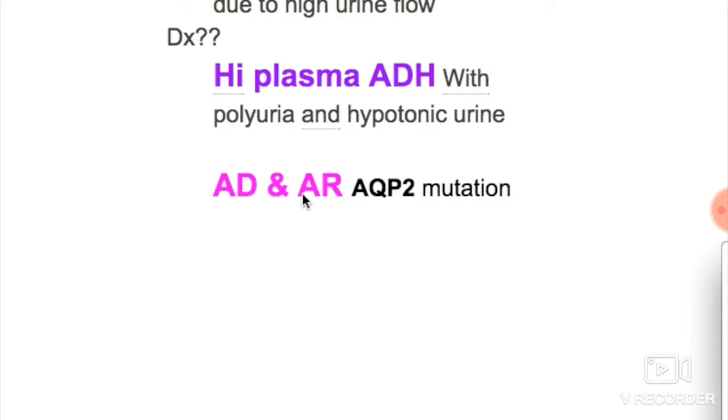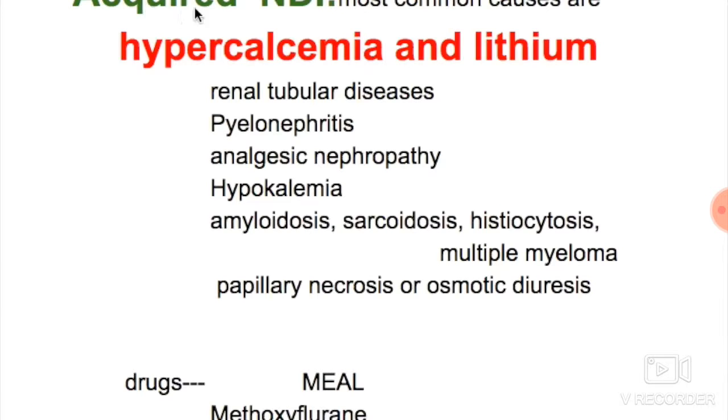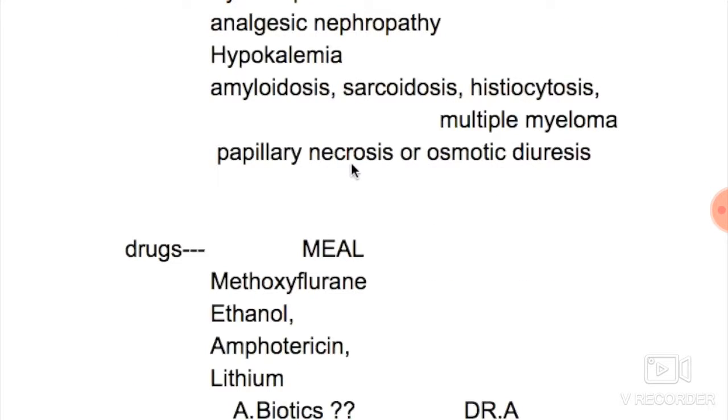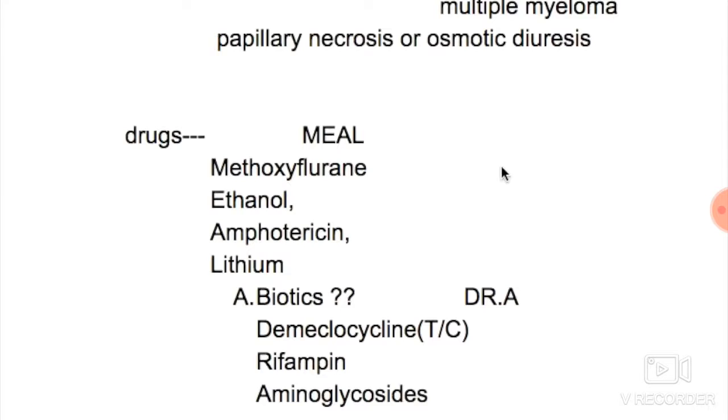Autosomal dominant and autosomal recessive forms of nephrogenic diabetes insipidus are due to the mutation in the aquaporin 2 channels. The acquired forms of nephrogenic diabetes insipidus: what are the most common causes of acquired NDI? Hypercalcemia and lithium are the most common causes, lithium in 20% of cases. The other causes are renal tubular diseases, pyelonephritis, analgesic nephropathy, hypokalemia, amyloid, sarcoid, histiocytosis, multiple myeloma, papillary necrosis, or osmotic diuresis.